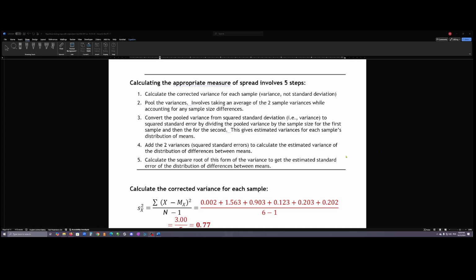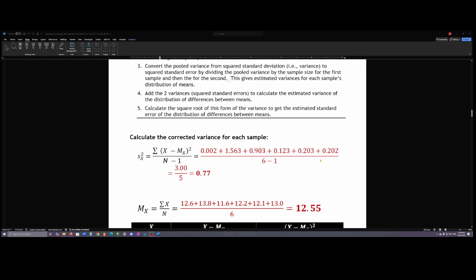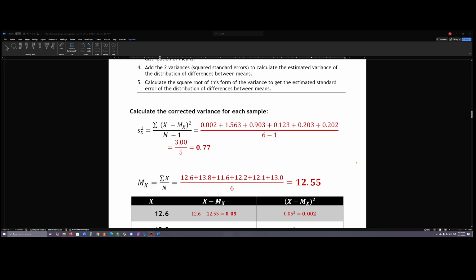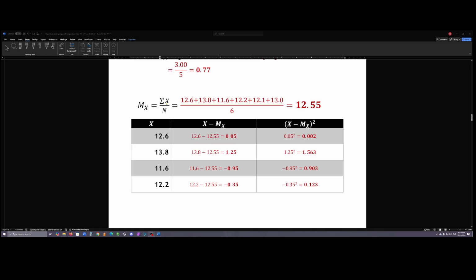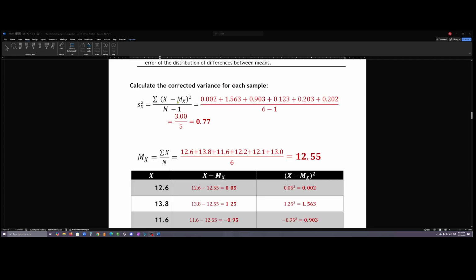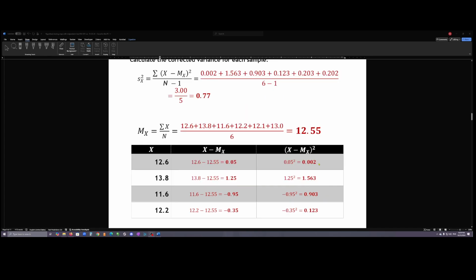So we went through and actually did the calculations for the first group, which again we had to get the mean first in order to get the deviations from the mean, and then of course the squared deviations from the mean here. So the mean 12.55. Once we calculated the square deviations from the mean, that's what is entered up here, and then divide by n minus 1, which is degrees of freedom for that group.